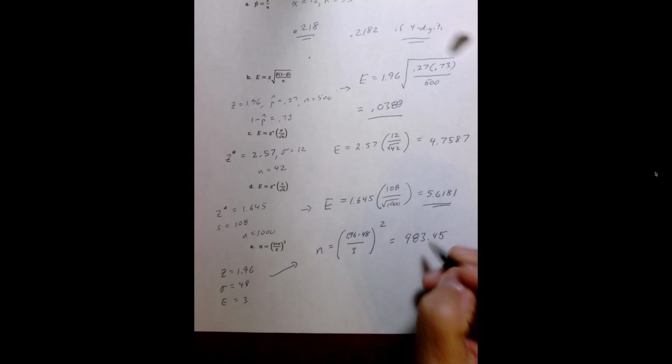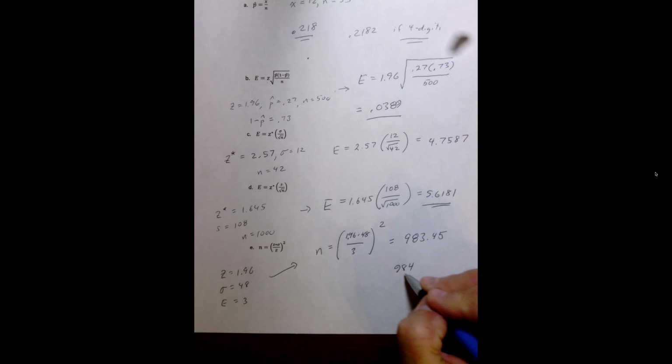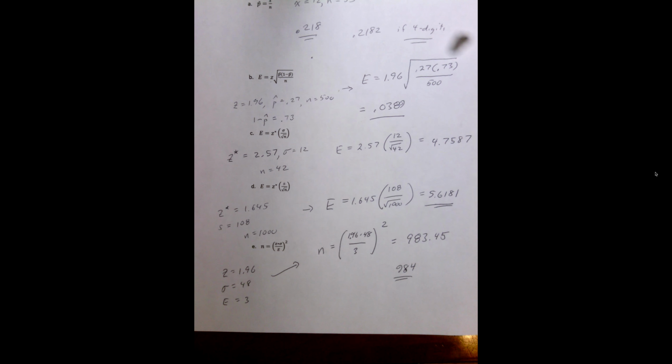983.45, and these types of problems where you're solving for N, we always round this up to the next number. So in this case, it would be 984. Even though it doesn't technically round to 984 because this number is not 5 or bigger, it would, under traditional rounding rules, round to 983. But anytime in statistics you're solving for N, you always round up. Even if this was 983.00001, which would clearly be closer to 983. In statistics, when you're solving for N, you round up to 984.